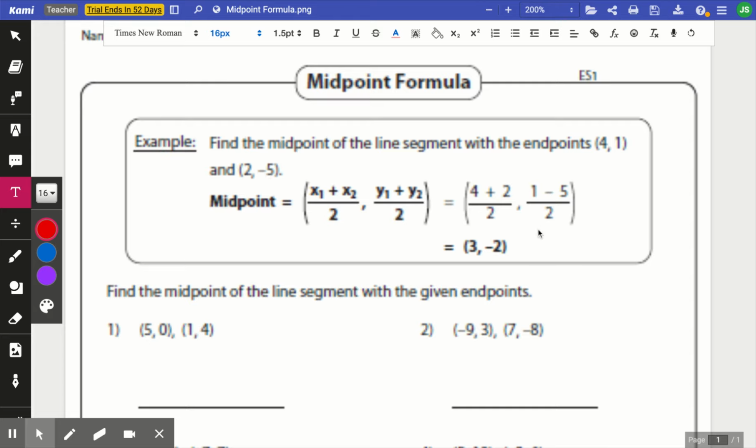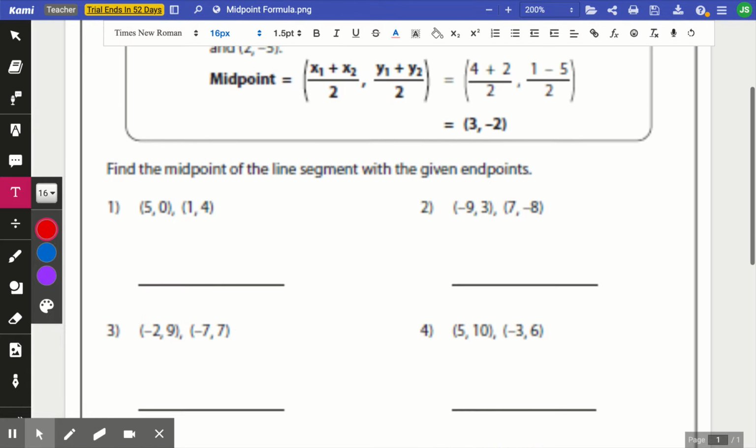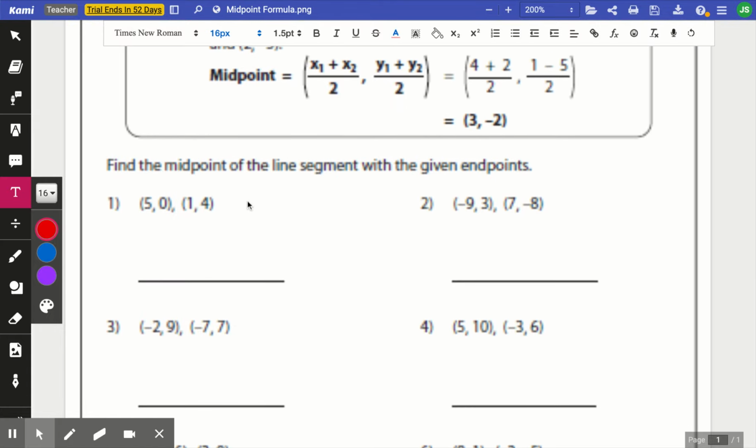Essentially, what you're doing is averaging your x's and averaging your y's. Add two numbers together, divide by 2. So 4 plus 2 is 6, divided by 2 gives us 3. And here, 1 minus 5 is -4, divided by 2 gives us -2. So we're going to come down here and put this formula to use.